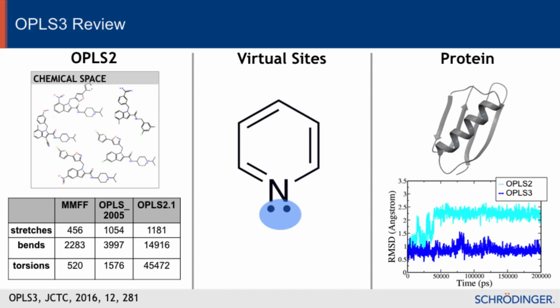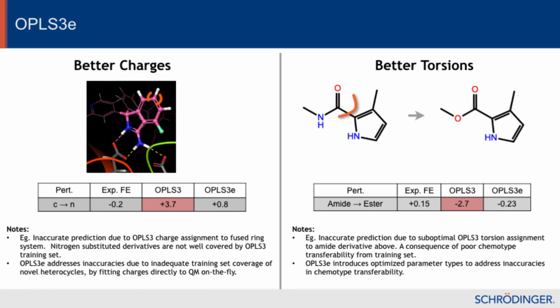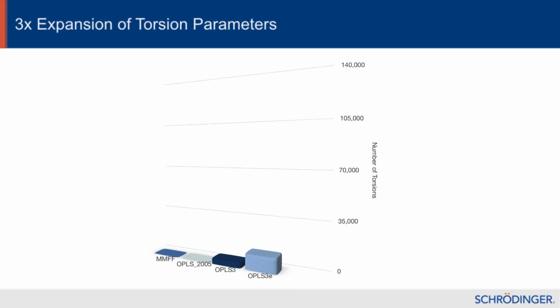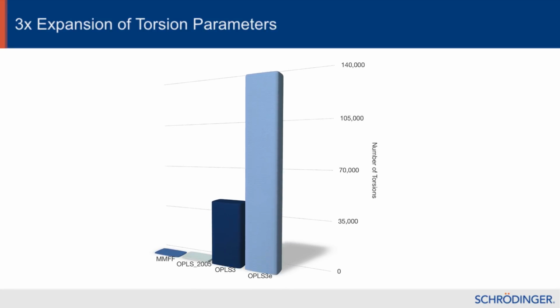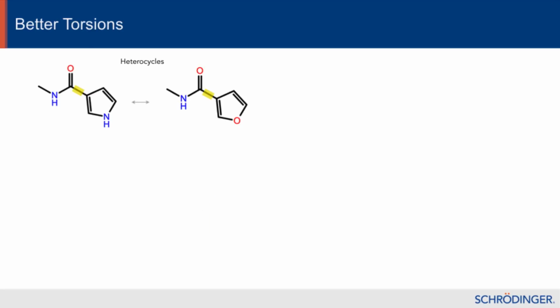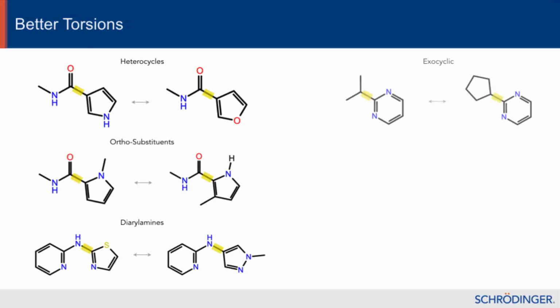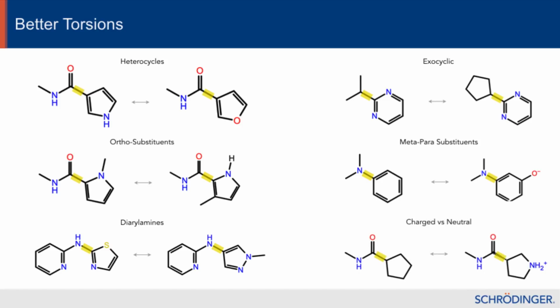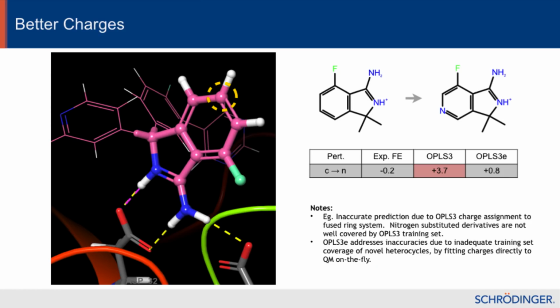Building upon the success of OPLS3, the new OPLS3e force field brings further refinements and improvements. OPLS3e includes a 3 times expansion of torsion parameters to reduce parameter transferability errors such that molecule pairs that would previously share the same parameter assignments are now differentiated. OPLS3e also includes a more accurate treatment of charges, most notably for novel heterocycles.